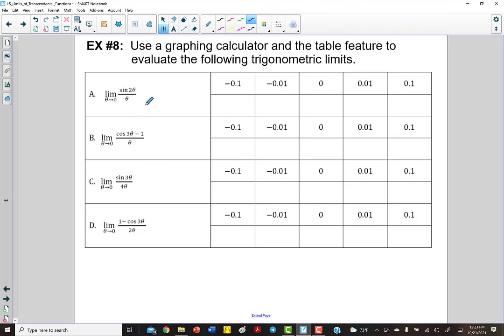This, you need your calculator. So pause the video and get your calculator out and evaluate these for each one of the values in the table, and then come back to check with me.